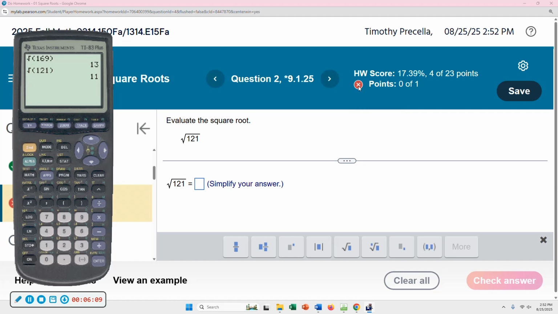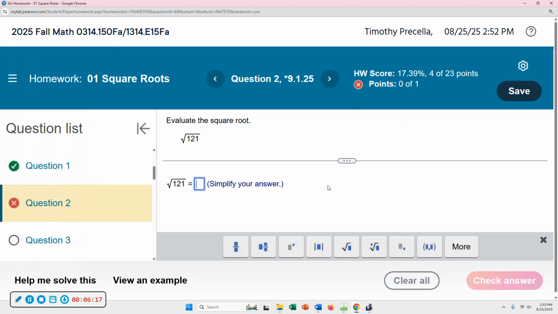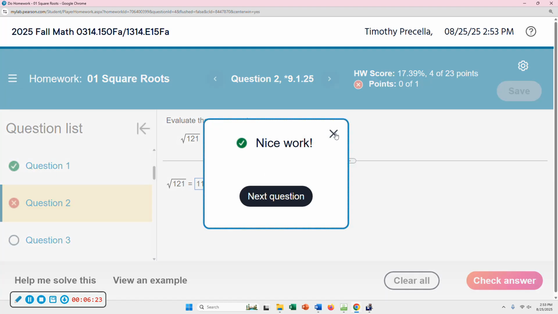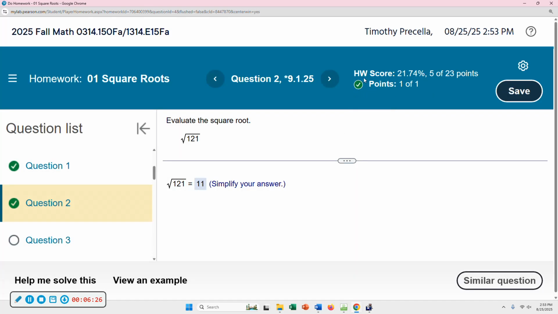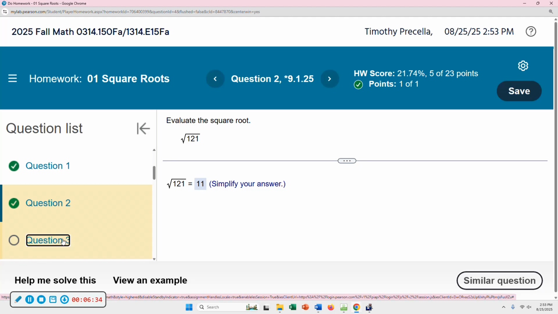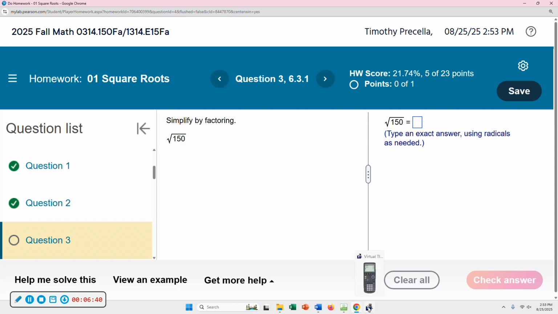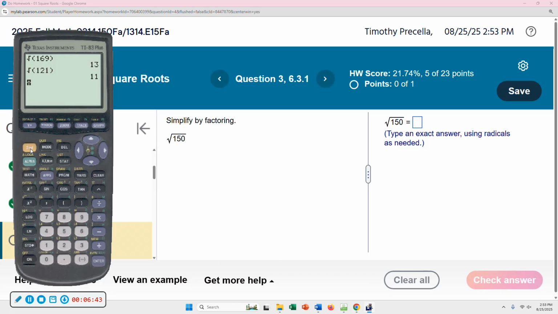Notice at this point the red X that I'm pointing at. That means I got problem 2 wrong. I'm about to input 11. Check it. I got it right, and look, I now have a check mark. That's why we said you can make 100 on every assignment. Just rework it till you get it right. Oh, 150? What happens if I punch in the square root of 150 on here? It's a decimal number.